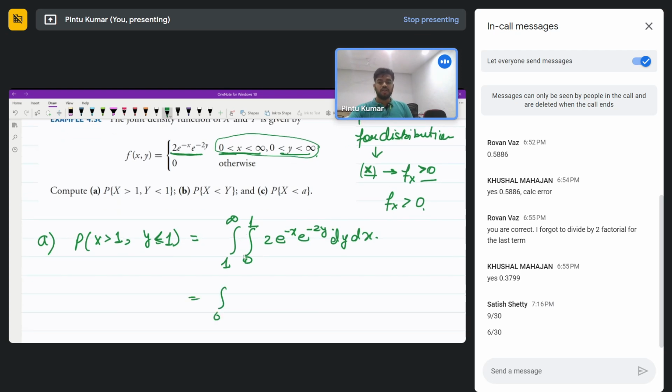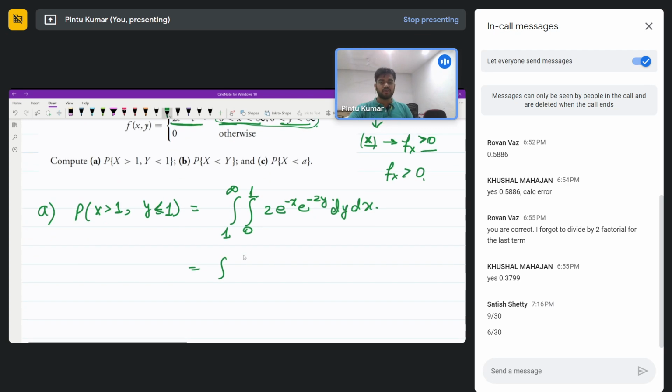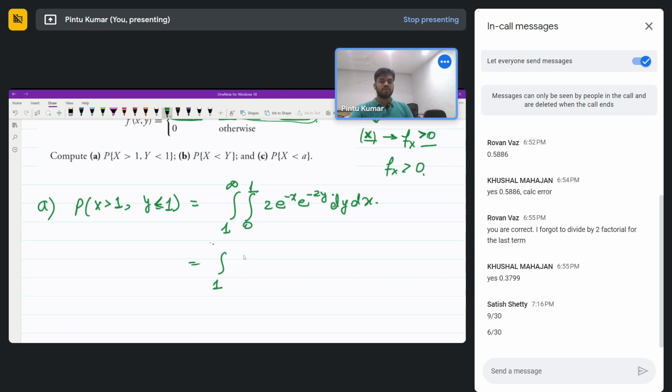I'll just try to solve one part because I have forgotten integration. It has been a long time since I did it. So this is 1 to infinity. This should be minus 1 by 2. Am I doing it correctly or am I making some mistake? e to the power minus x, e to the power minus 2y. Is this the integration that we'll get with respect to y? Whoever is doing this BTech can probably help me here. Is this integration correct? Yes, sir. Okay.